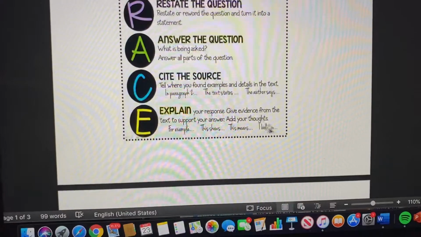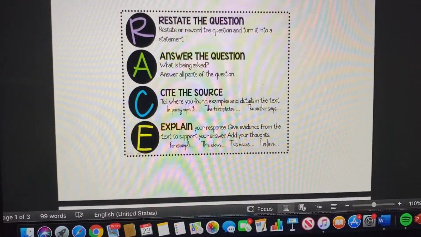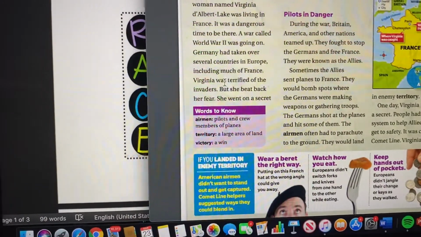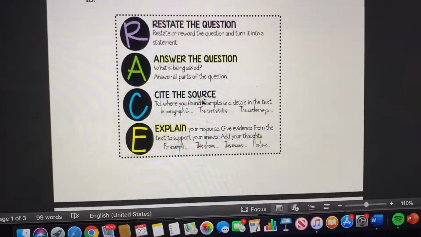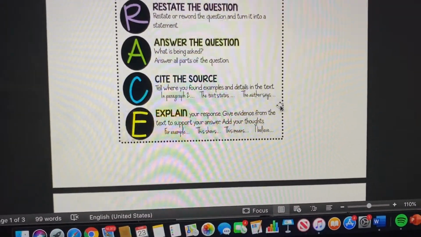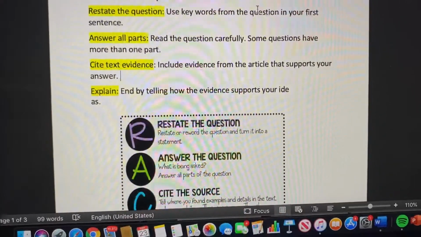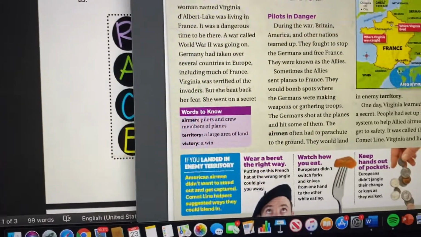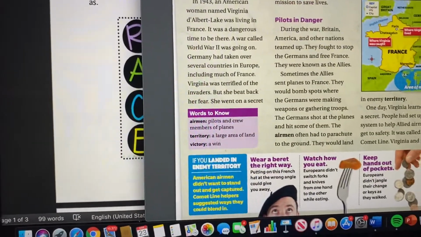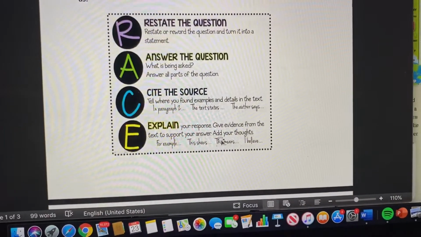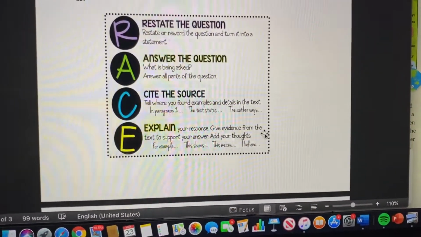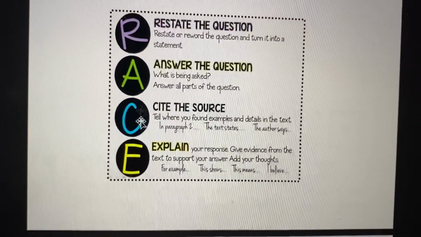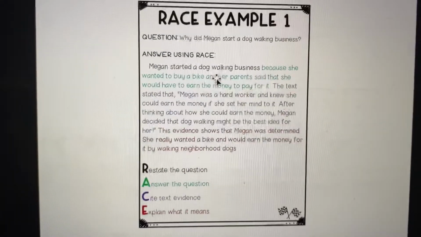So maybe you said that, let's say, remember she was terrified of the invaders. So maybe you can say, I believe that Virginia d'Albert-Lake was a hero because she was able to beat back her fear. That's what you can explain. Or you can say, this means that Virginia d'Albert-Lake is now a brave woman. Something like that, okay?